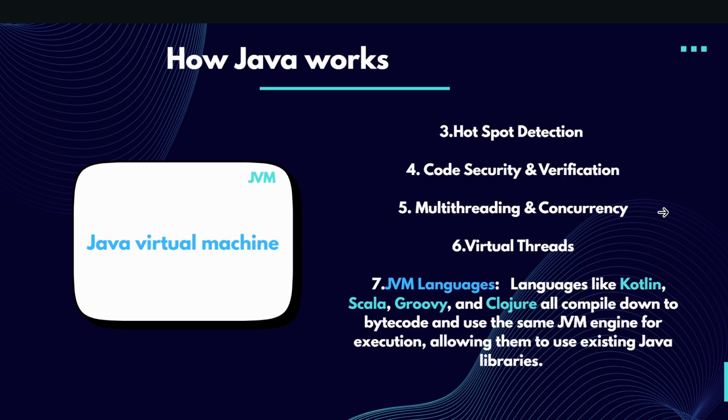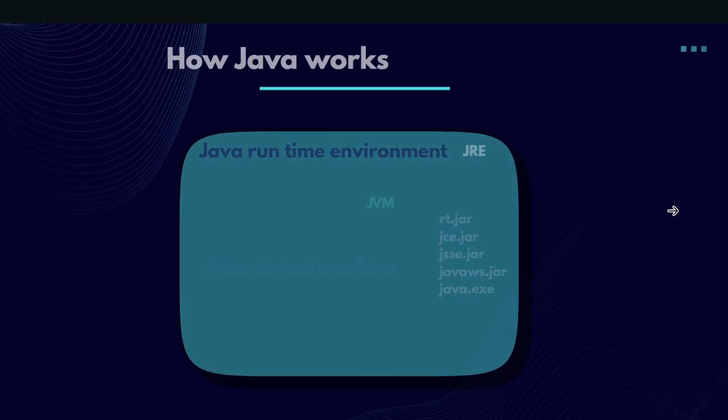Some of the other uses of the JVM are hotspot detection, code security, multi-threading, and virtual threads. And not only that, JVM languages. With the help of this virtual machine, we can use other languages like Kotlin, Scala, Groovy, and Clojure. These languages can be compiled, meaning converted to bytecode, with the help of the JVM. So the JVM not only converts Java code to bytecode, it can also convert these languages' code to bytecode. That's the main use of the JVM.